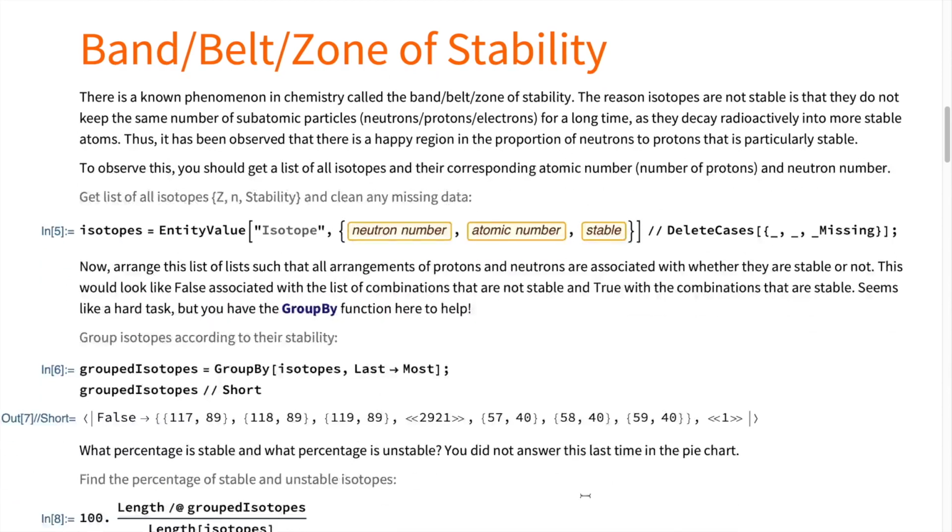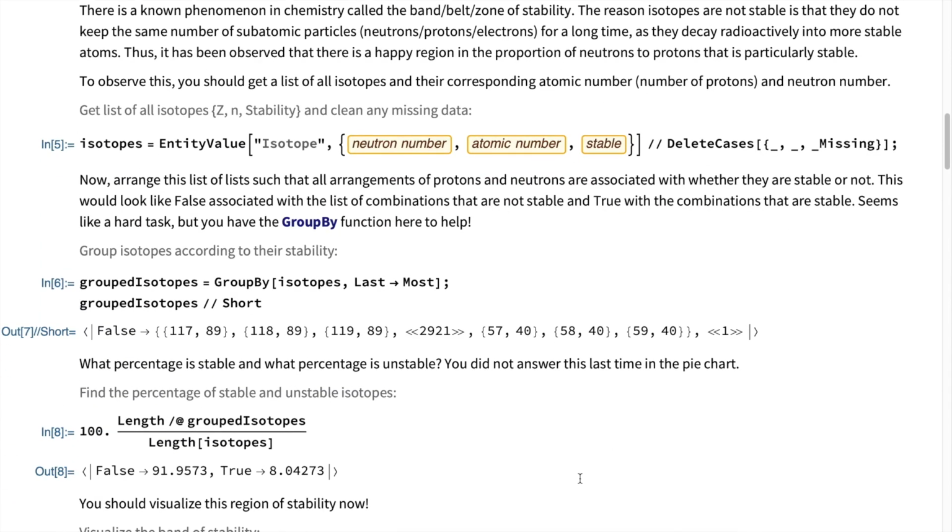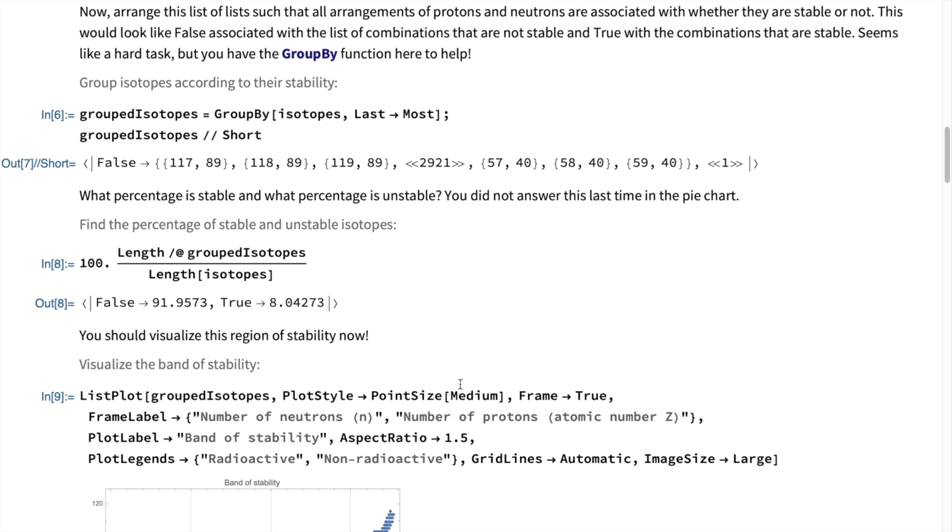Now I want to group pairs of neutron and proton numbers to their stability. This seems like a hard task, but the group by function makes it easy. The syntax here is that I am grouping my data by applying the most function and basing my grouping based on the last element, which is the stability. This way, I can get pairs of nucleon numbers associated with their stability. I can now use this data to visualize the belt of stability.